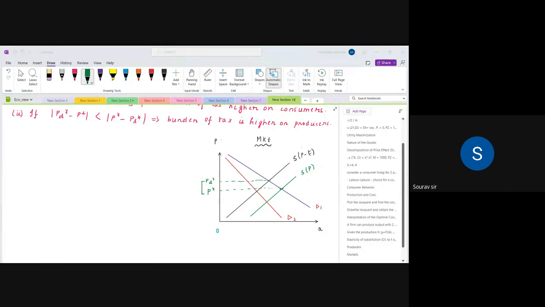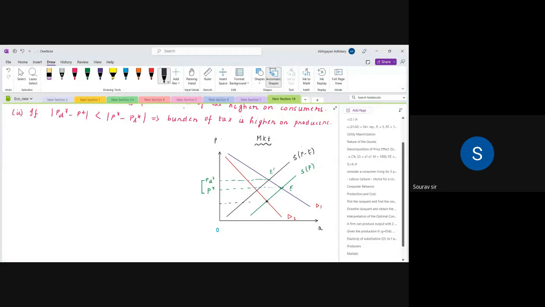If the demand curve is D1, then P star is the point where it's meeting the S of P. This is your pre-tax price, and the price point where it is meeting the S of P minus T curve, that is your post-tax price. So the gap between these two is the burden of tax on consumers. Correct? Now, if it is D2, suppose. In case of D2, this is where your equilibrium will be. Correct? Can all of you understand this?